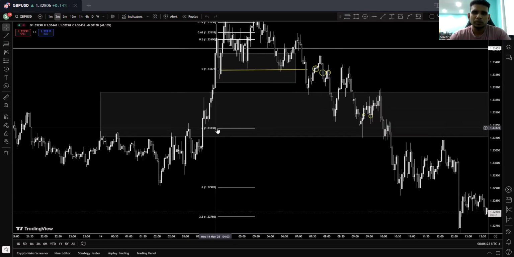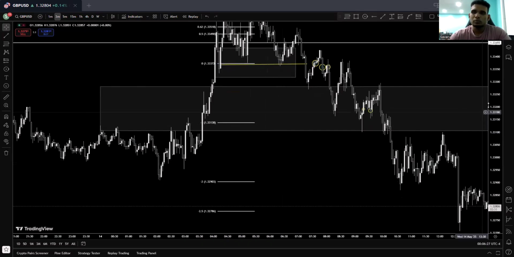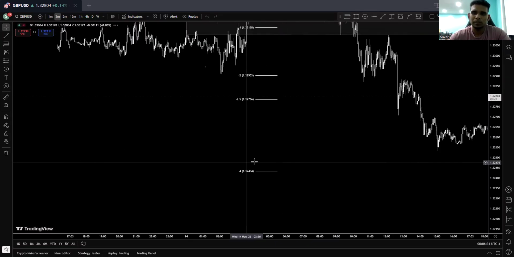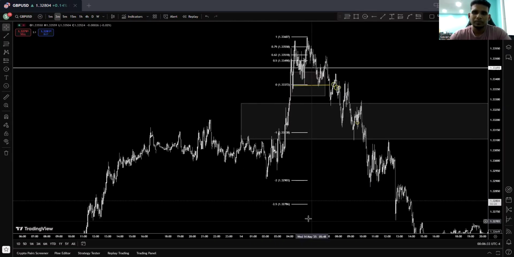So this is going to be my TP1. Beautifully hit. So mostly my TP1 is going to be this. My TP2 is going to be this. This is how I need to trade every single day.